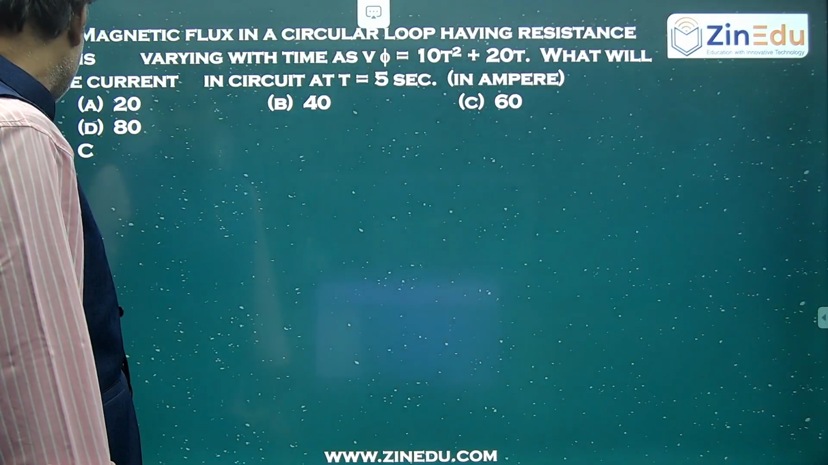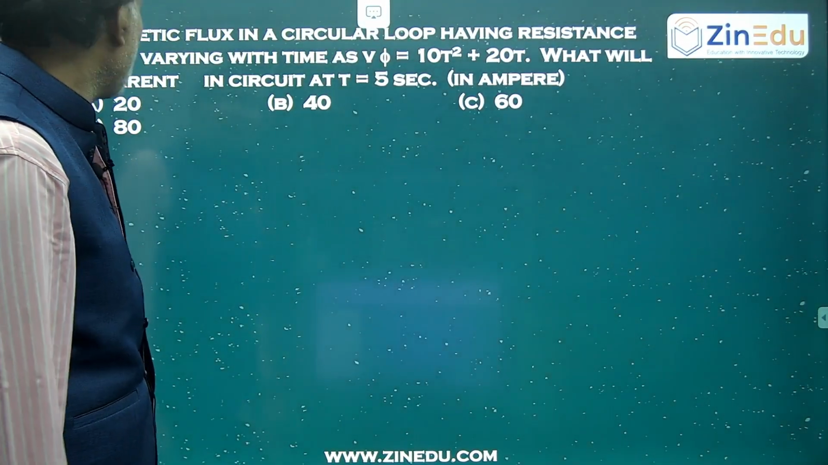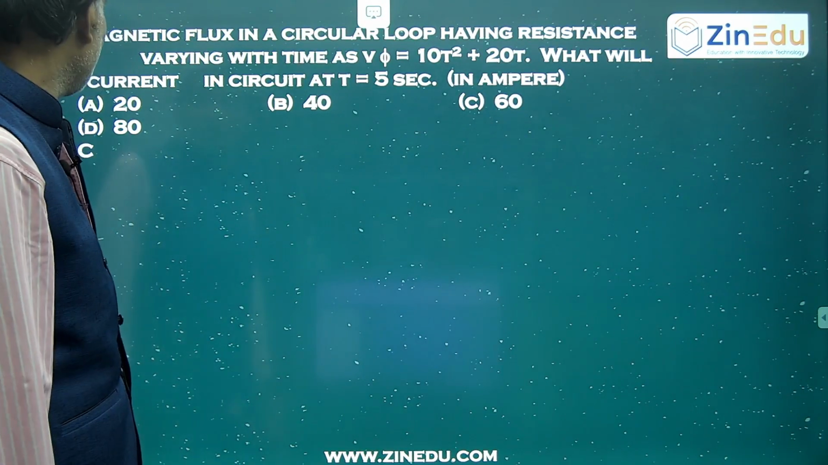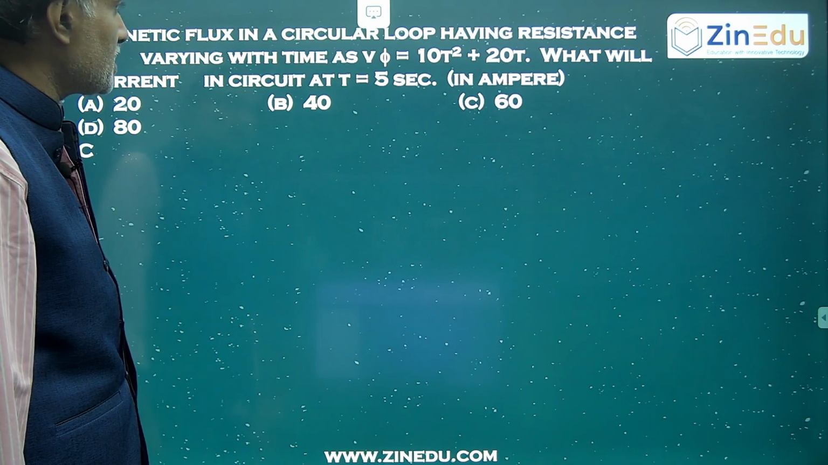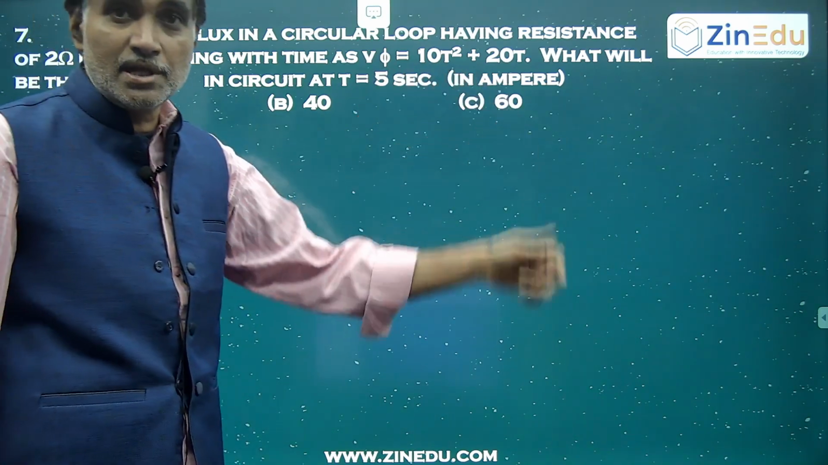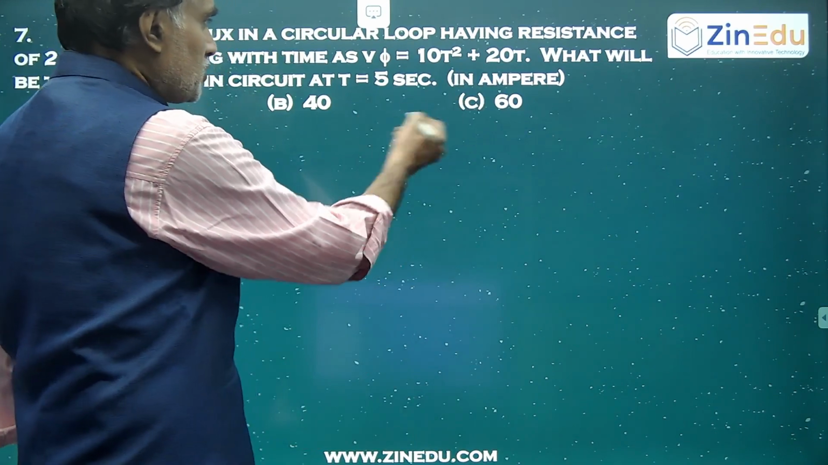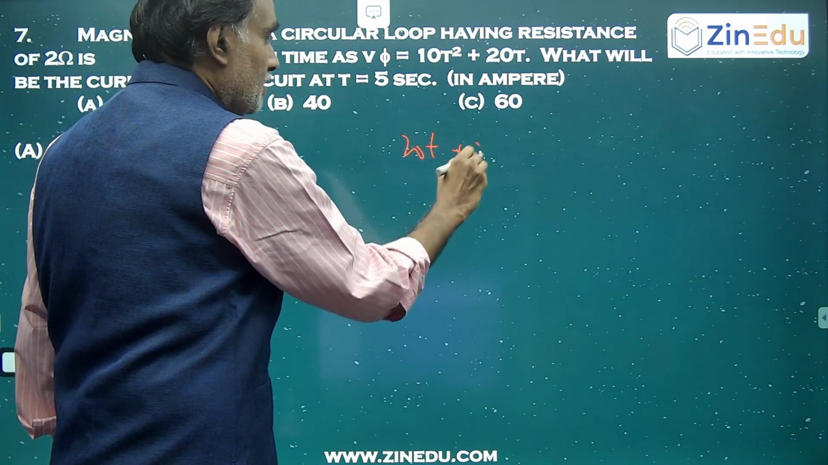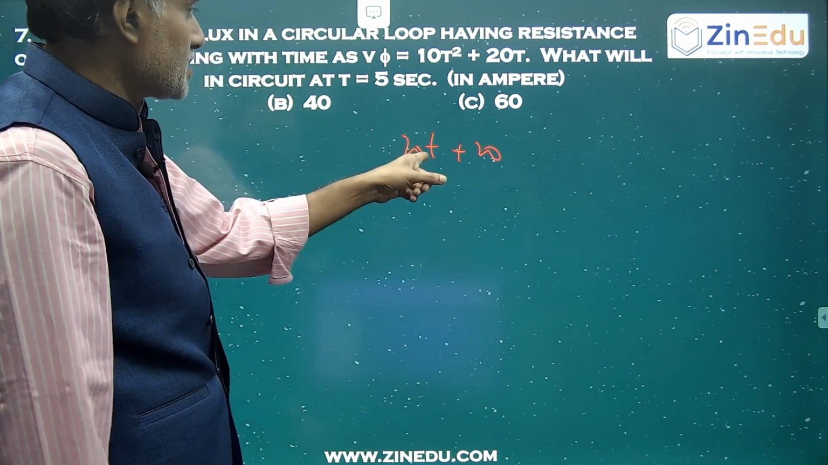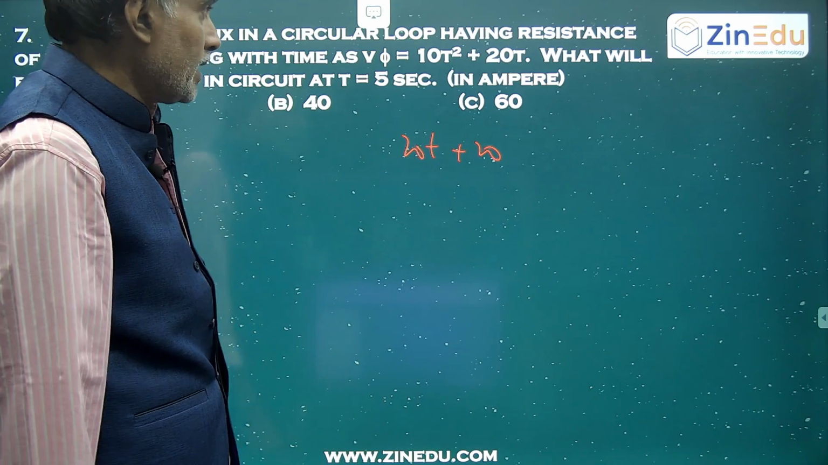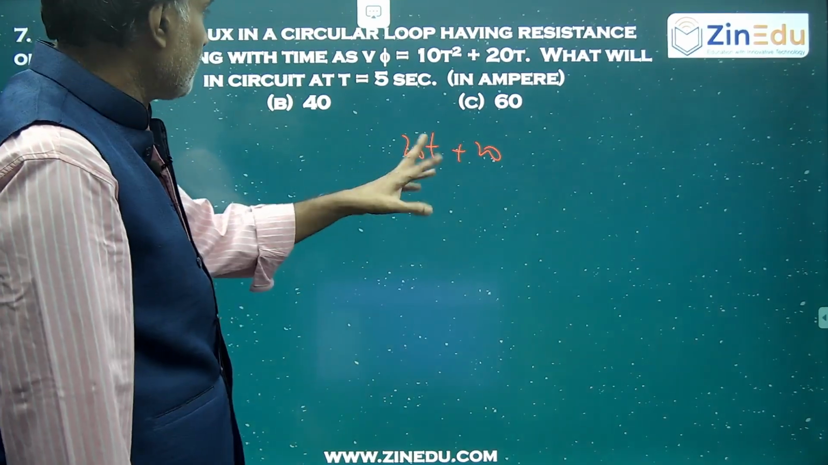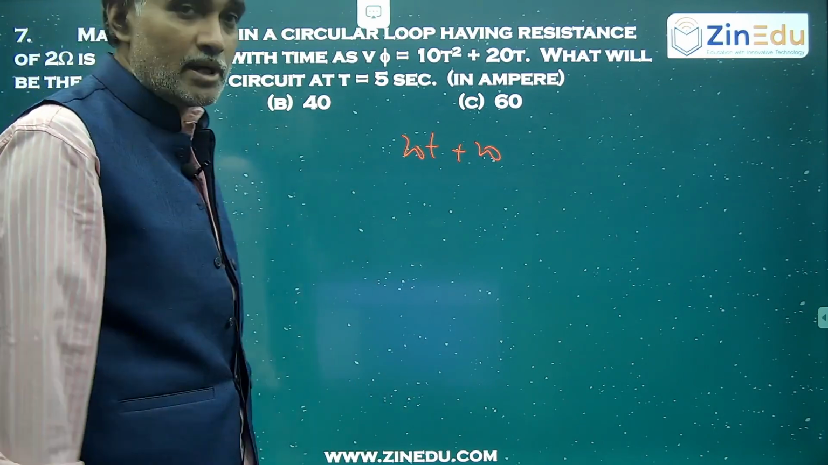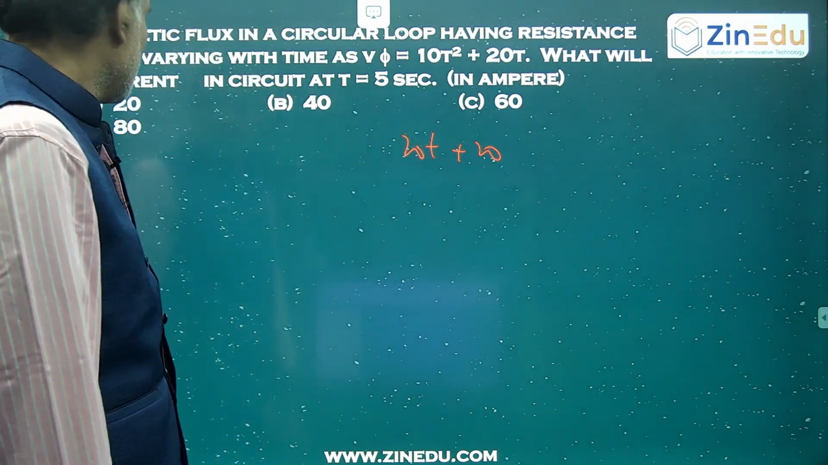Seventh question. The magnetic flux in a circular loop having resistance varies with time as phi equal to 10t square plus 20. What will be the current in the circuit at 5 seconds? What is EMF? Minus d phi by dt. Only the magnitude they are asking, so I am not writing the minus sign. So how much will I get? 20t plus 20. But at t equal to 5 seconds, if I substitute, I get 120. That is the EMF induced. With resistance 2, 120 by 2 ampere is the current. Okay. Answer is C.